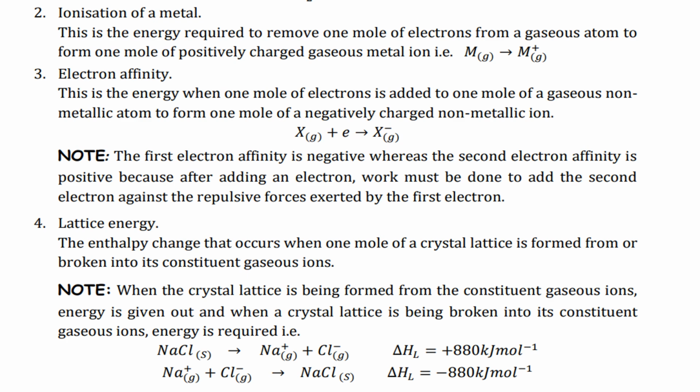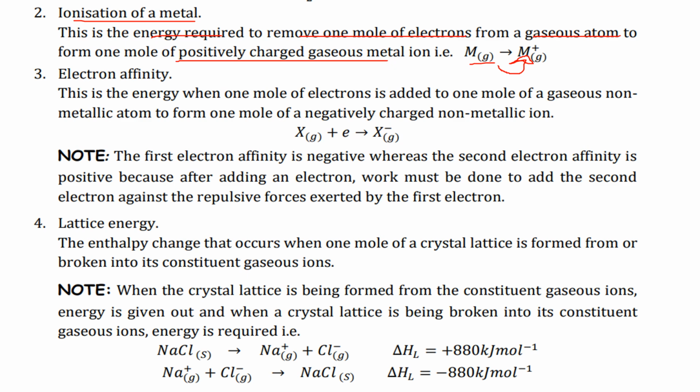The next energy term that you're going to be looking at is going to be the ionization of a metal. Now in this ionization of the metal, this is the same as ionization energy, and you're going to define it just like we define it in periodicity, that this is the energy required to remove 1 mole of electrons from 1 mole of gaseous atoms to form 1 mole of positively charged gaseous metal ion. And to represent that, you find a gaseous atom. When we remove an electron from it, the energy required to remove an electron from it is going to give us ionization energy.